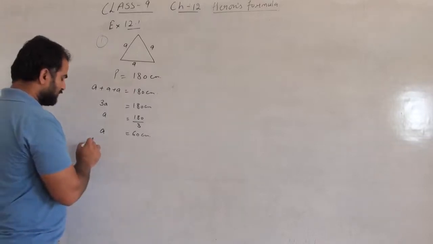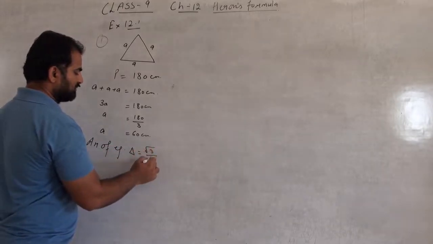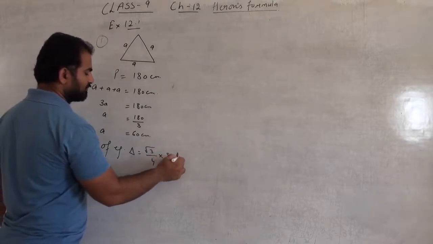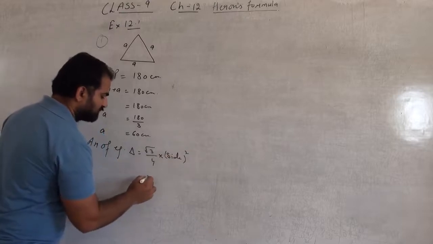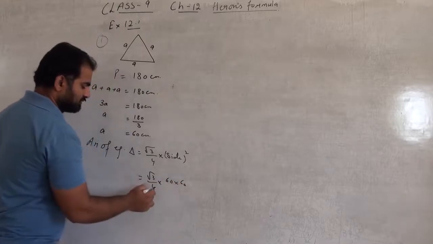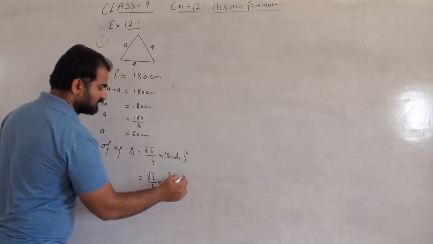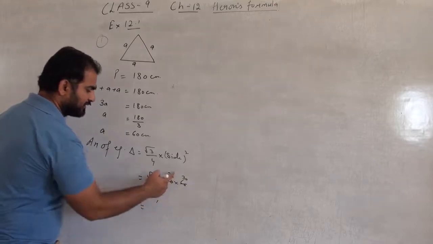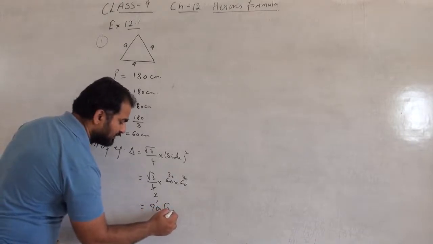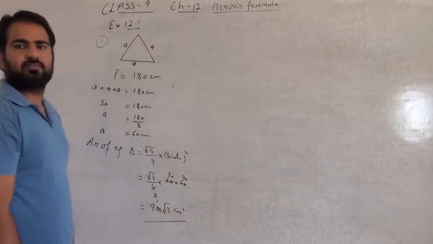So area of equilateral triangle equals, you must learn it, root 3 upon 4 into side square, equals root 3 by 4 multiplied by 60 into 60. So 2 2s are 4 and 2 30s are 60. Again 2 1s are 2 and 2 30s are 60. So 30 into 30 is 900 root 3 centimeter square. It is the area.